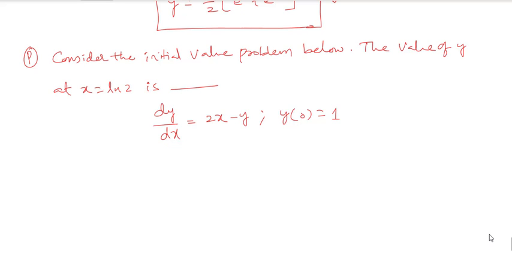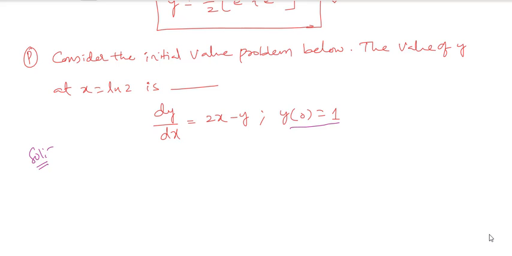So this is the question. Let me solve this one so that you will have an idea. The given differential equation is dy/dx = 2x - y, y(0) = 1, and they are asking for y(ln 2). That is what the question is asking. Am I right or not?